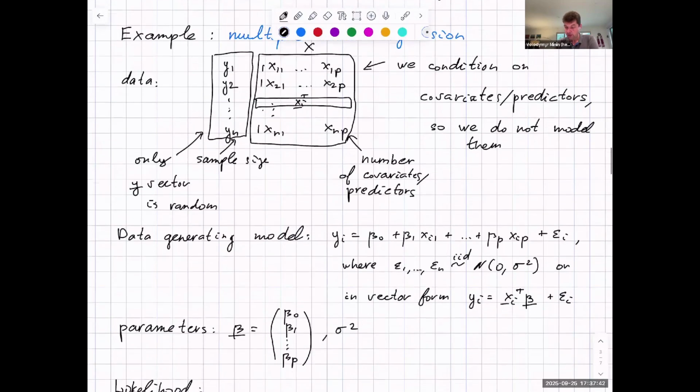Are you with me on the regression notation? Any questions before we move into the Bayesian formulation of that? Does it look familiar?